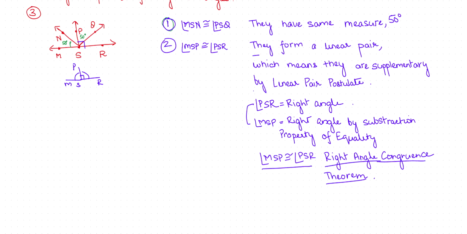Now the other angle which is equal is NSP, this one, and NSP, which I'll show with another color. This is congruent to this. They are congruent by congruent complement theorem.